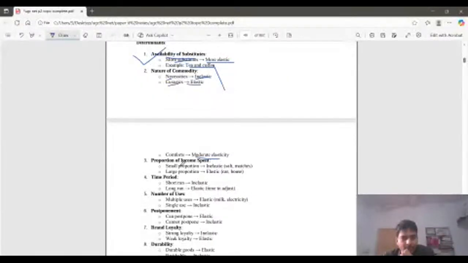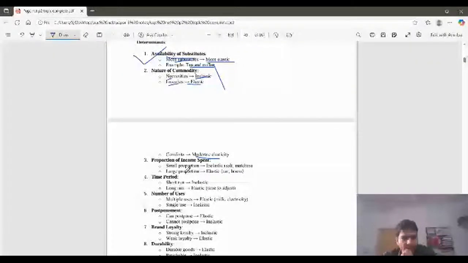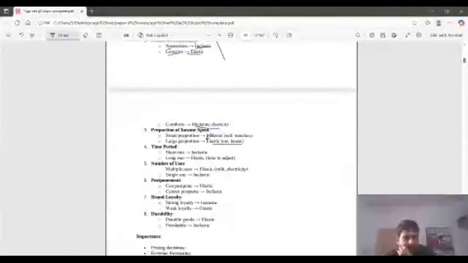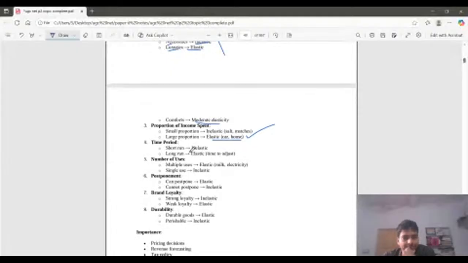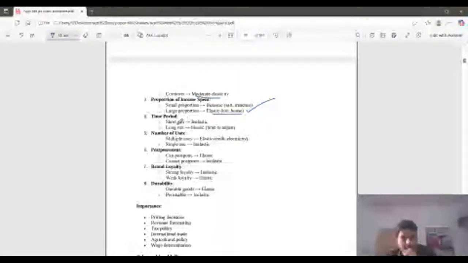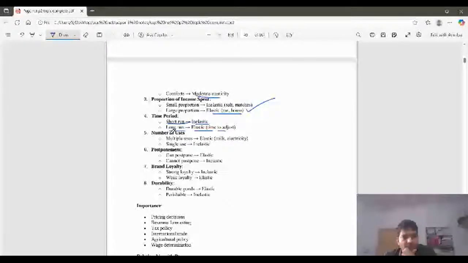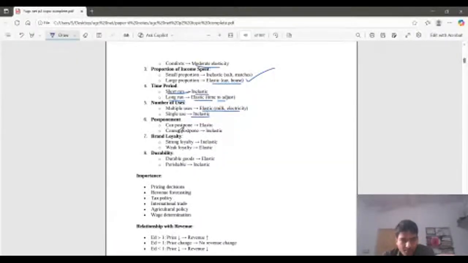Now we go to the portion of income spent: a small portion is inelastic, a large portion is elastic, like cars and houses. So a large portion goes to elastic products, not inelastic products. You can start a business on this kind of thing and get more profits. Time period: in the short run inelastic, in the long run elastic, due to time to adjust. Number of usages: multiple usages are elastic, like milk; single usages are inelastic.